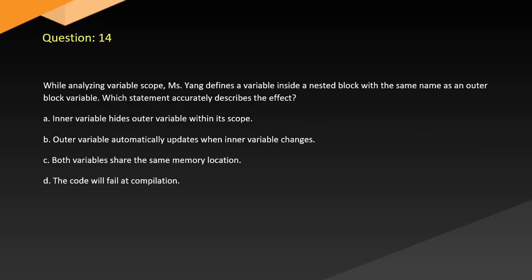Question 14. While analyzing variable scope, Young defines a variable inside a nested block with the same name as an outer block variable. Which statement accurately describes the effect? A. Inner variable hides outer variable within its scope. B. Outer variable automatically updates when inner variable changes. C. Both variables share the same memory location. D. The code will fail at compilation.